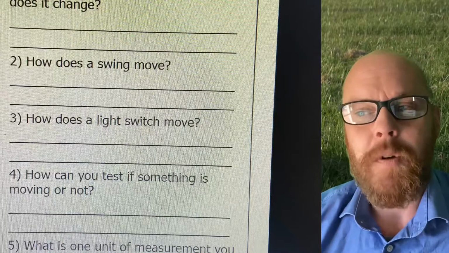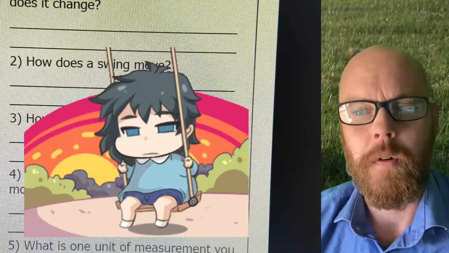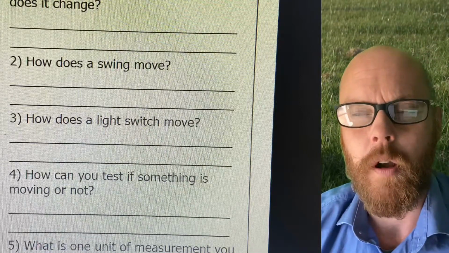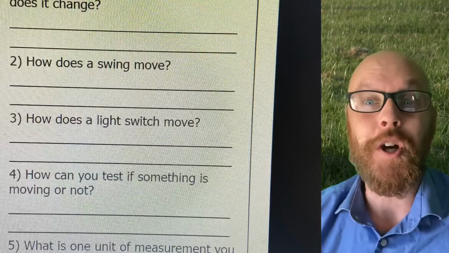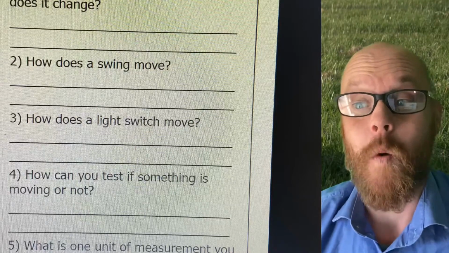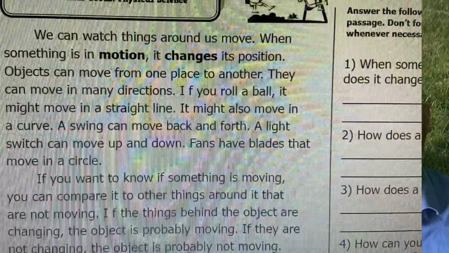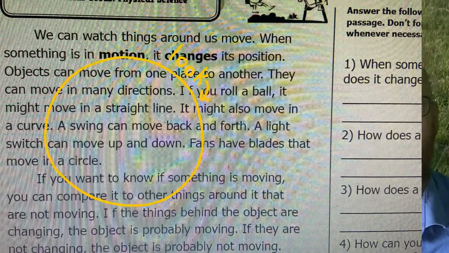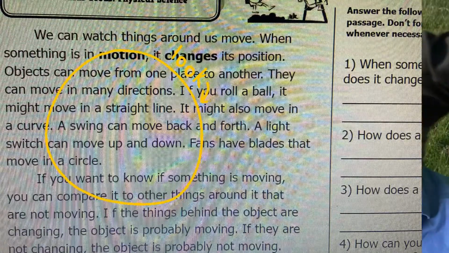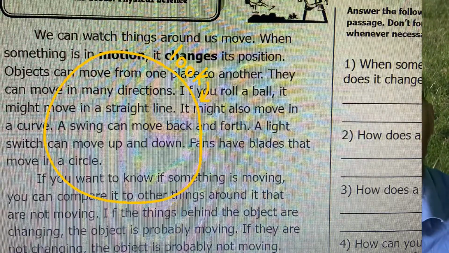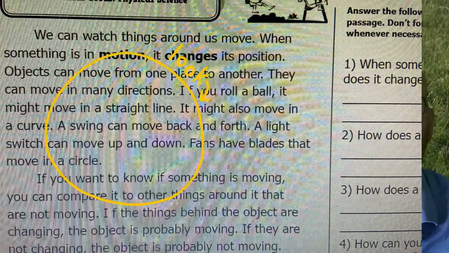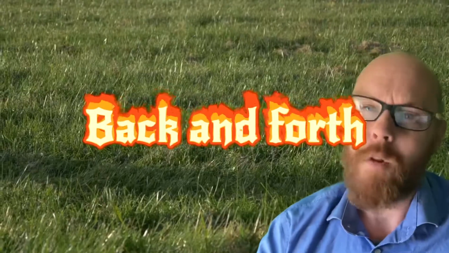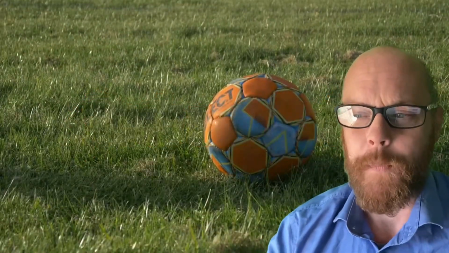Question number 2, how does a swing move? What's a key word in that question that would help us find it in the story? Very good, swing. So let's go back into the story. And once again, if you look, in paragraph 1, there's the word swing. And right after it says a swing can move back and forth. So for our answer, we'll put back and forth. We'll also underline it in the paragraph as well.